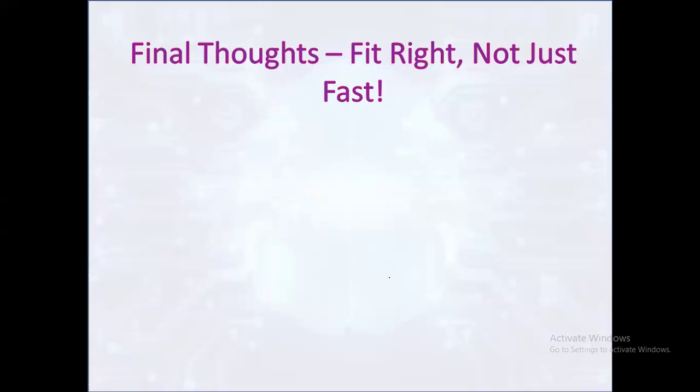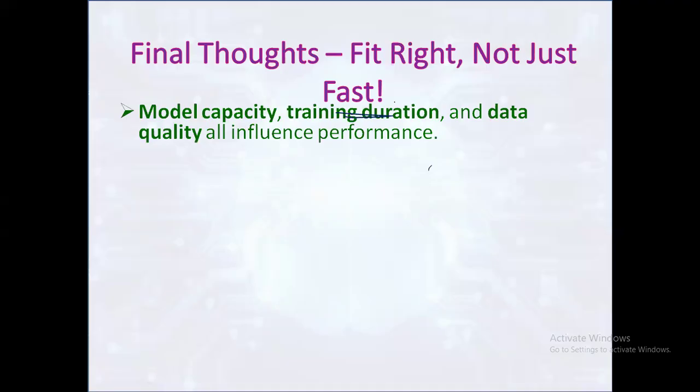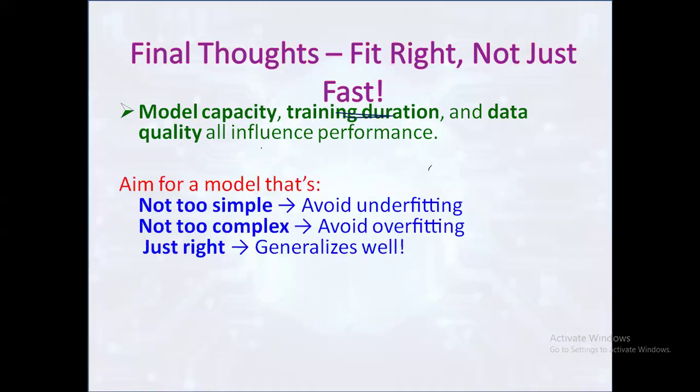Next, what would be the final thought of the above discussions? Fit right, not fast. That means the performance of a model depends on various factors, including capacity, training time, and the quality of data. A well designed balance among these is important for good generalization. A model that is too simple often results in underfitting. It cannot capture essential relationships in the data and fails to perform well even on training data.